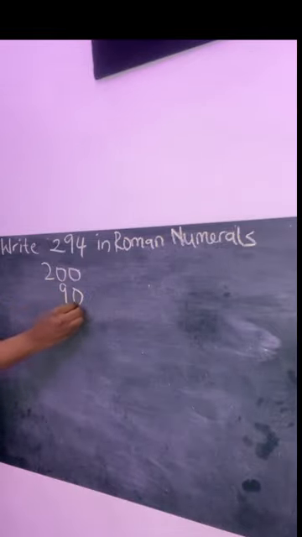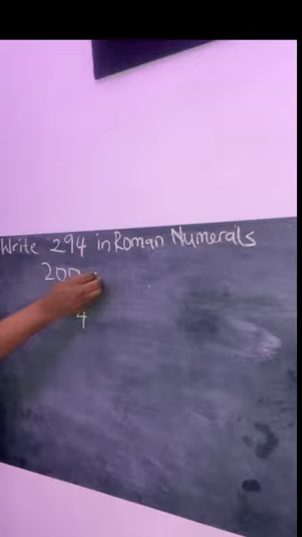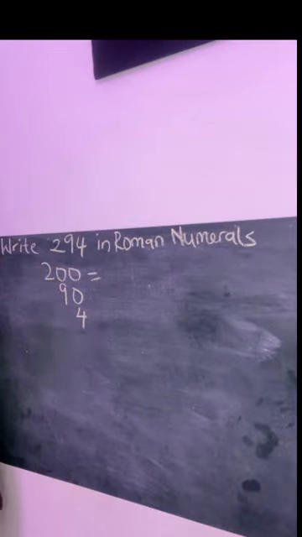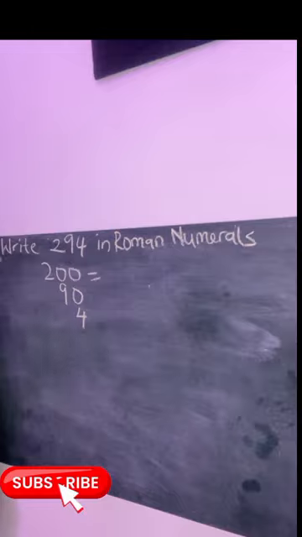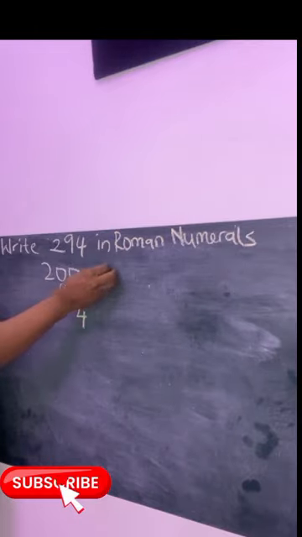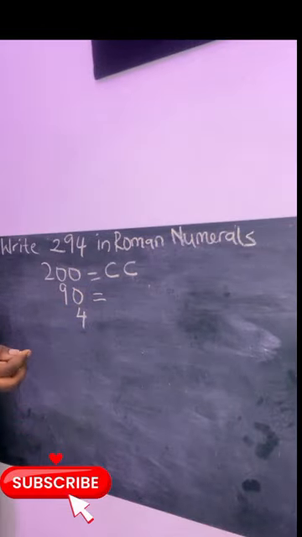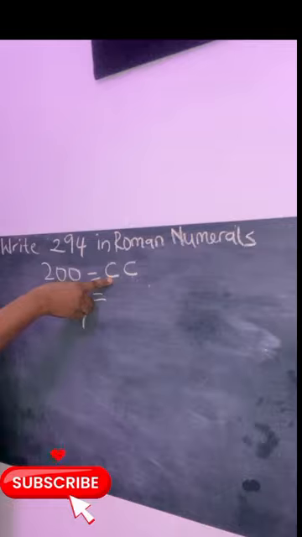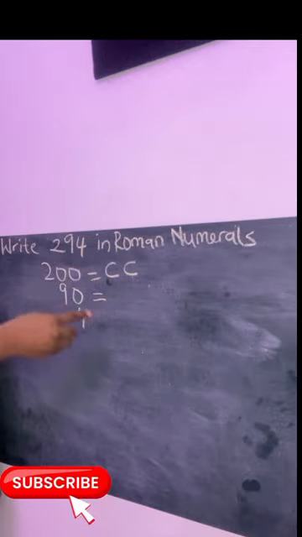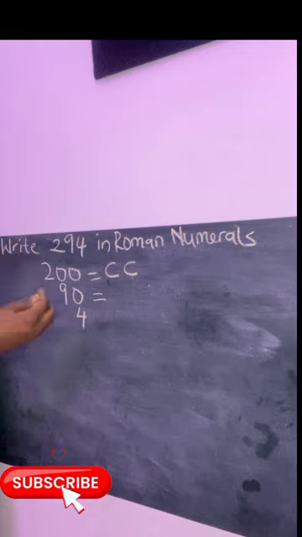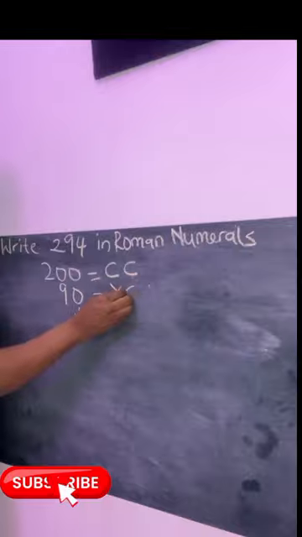294. So 200 is what? Remember, 100 is C. So 100 in two places gives us 200. So that will be CC. 90. What's our 90? Remember, our C is 100, our X is 10, and 90 is 100 minus 10. That will give you XC.